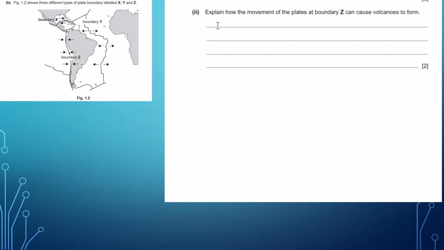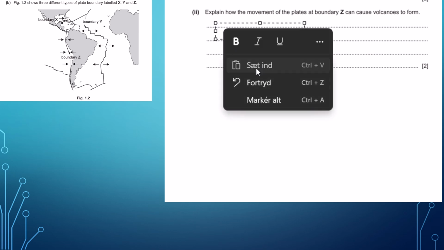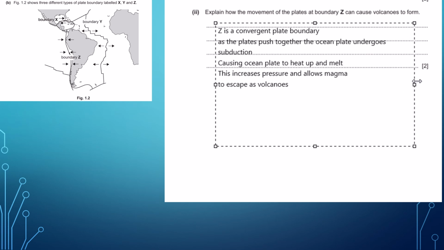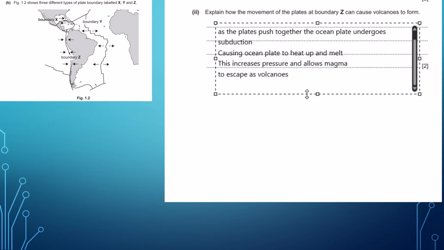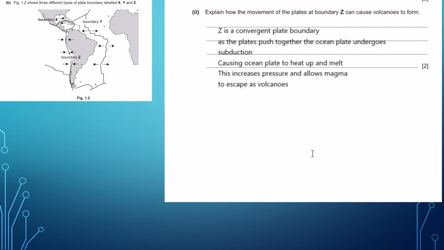So if I were to write this as a 2-point answer, it would look something like this. Z is a convergent plate boundary. As the plates push together, the ocean plate undergoes subduction. This is causing the ocean plate to heat up and melt. This will create pressure and allows magma to escape as a volcano.